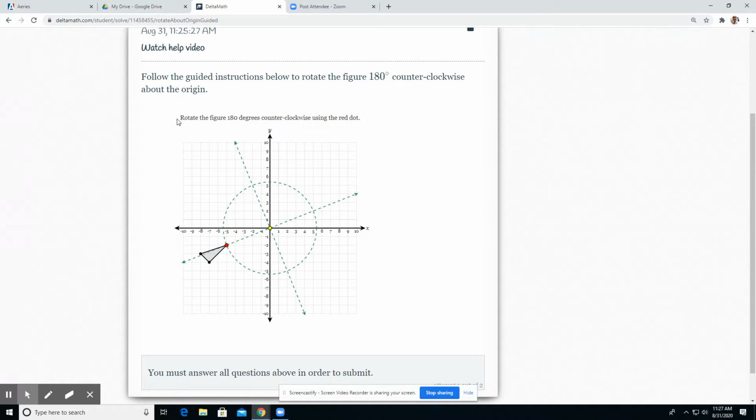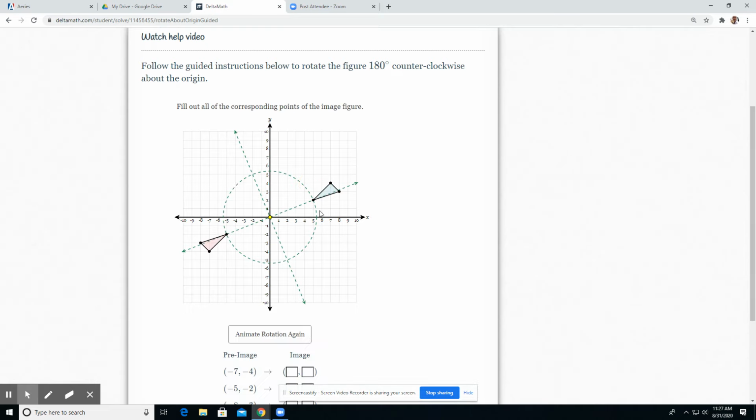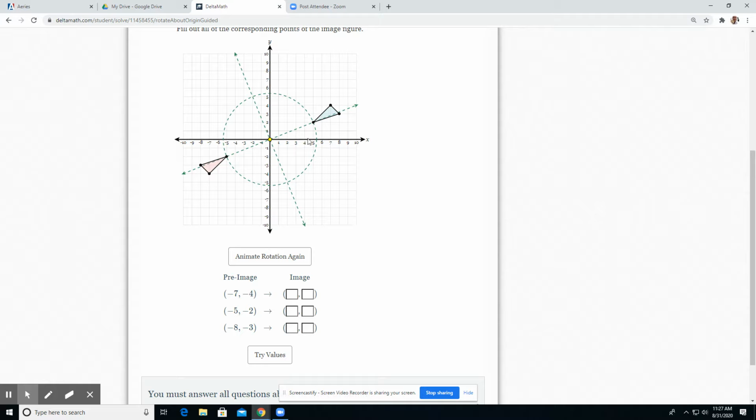Check. Rotate the figure 180 degrees counterclockwise using the red dot. 180 degrees to the other side. And you can do it one at a time. That's why they say follow the animation. So this one lands right here. So negative 5, negative 2 turns into 5, 2. The next one, negative 5, negative 2. Oh, that was the one I just did. Careful, they want us to do each one respectively.